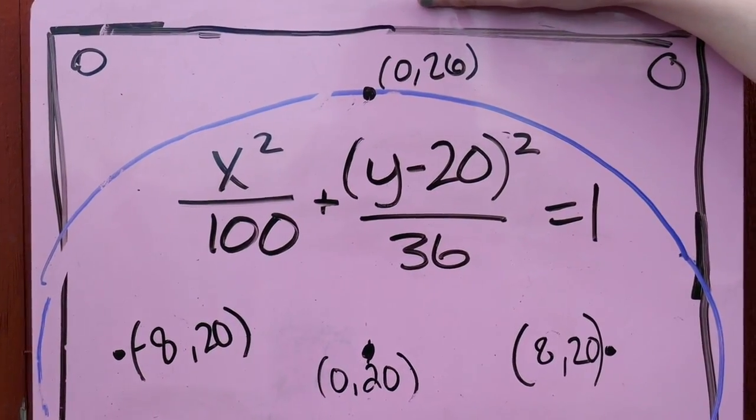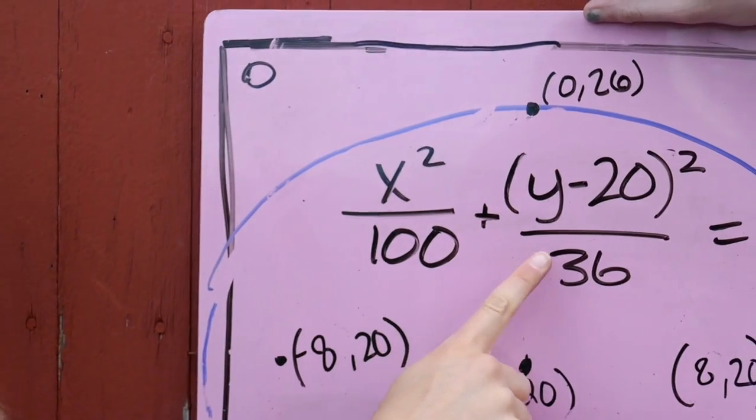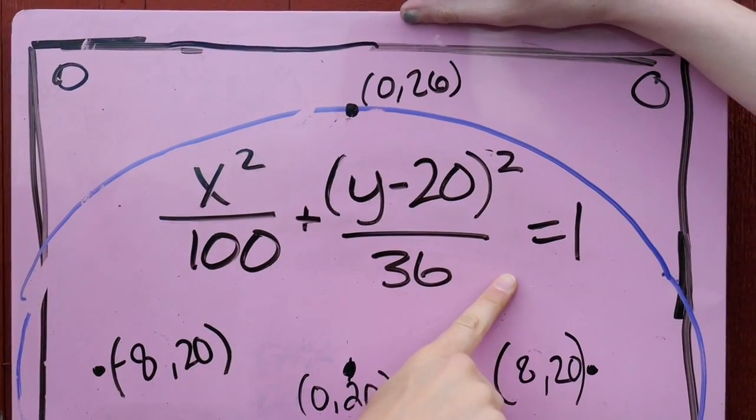The final equation for this ellipse is x squared over 100 plus (y minus 20) squared over 36 equals 1.